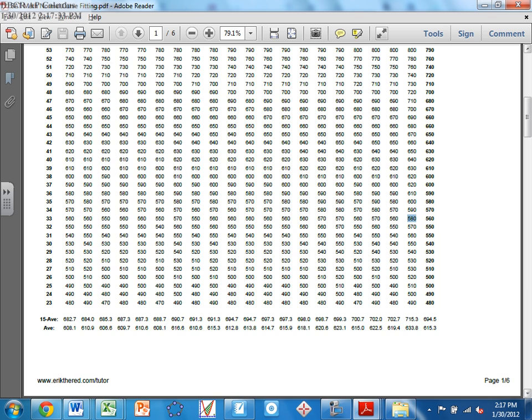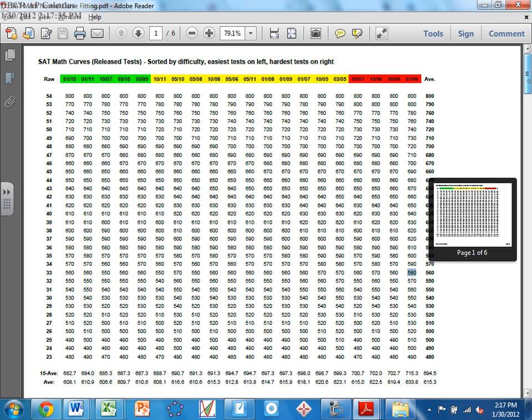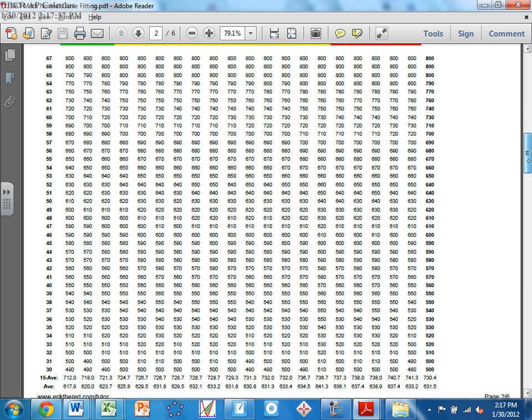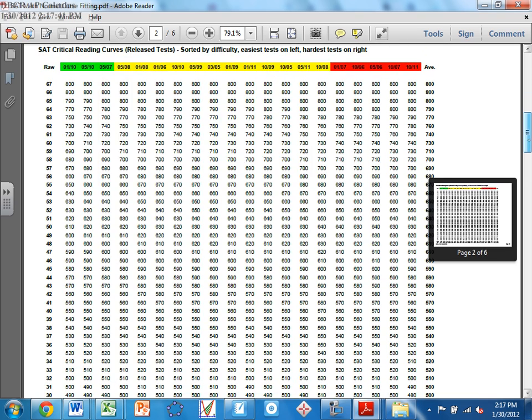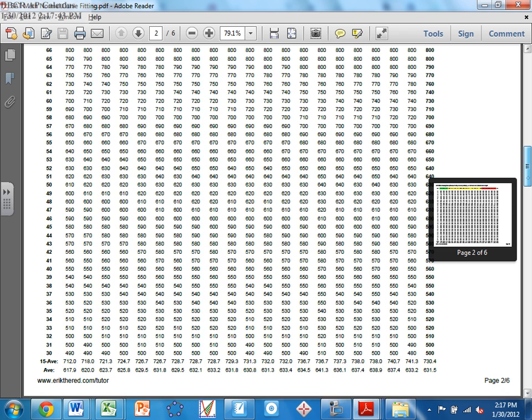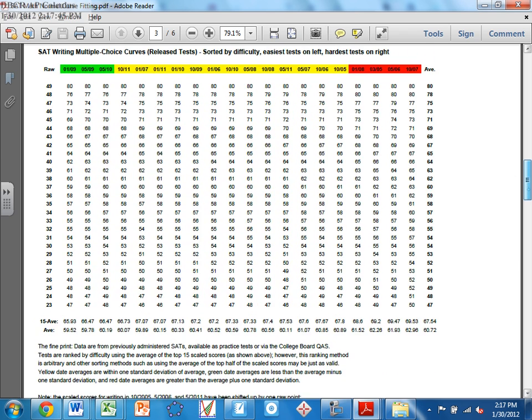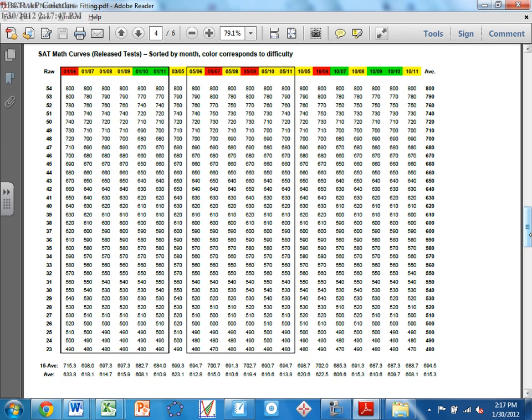And you're going to see on the second page, if we can get to it, is critical reading. You'll see critical reading score is the same thing. After that, you're going to see your writing scores with multiple choice. Then after that, you'll see the math scores again, but now it's sorted by month. So if you take the test in January, take a look at January. This is this entire first section.